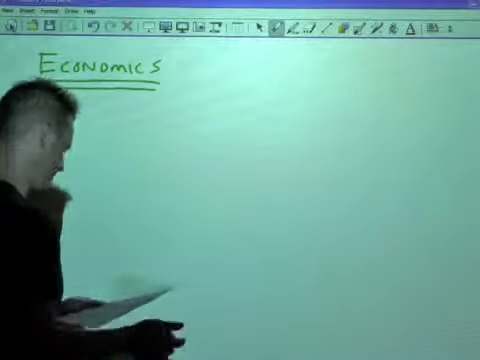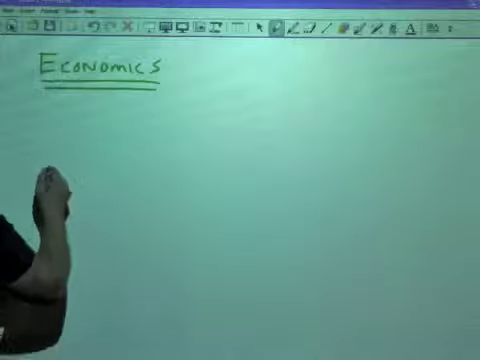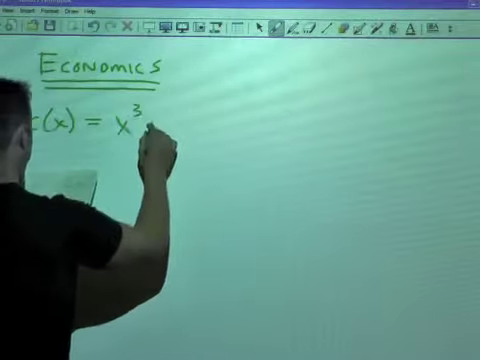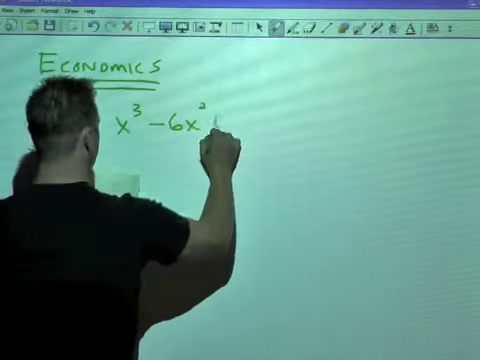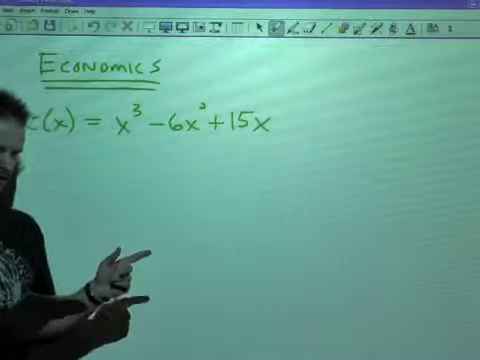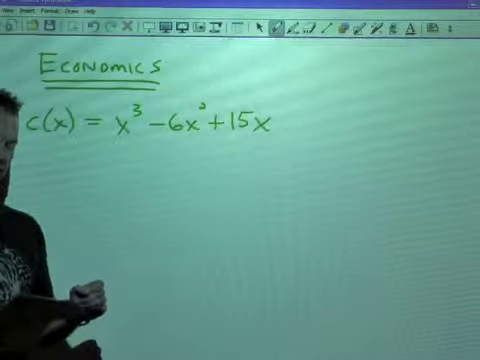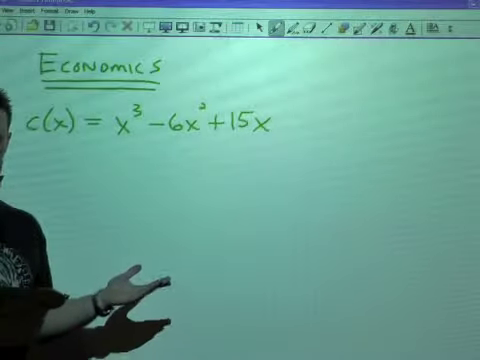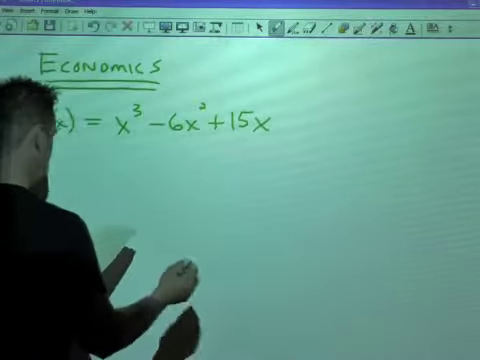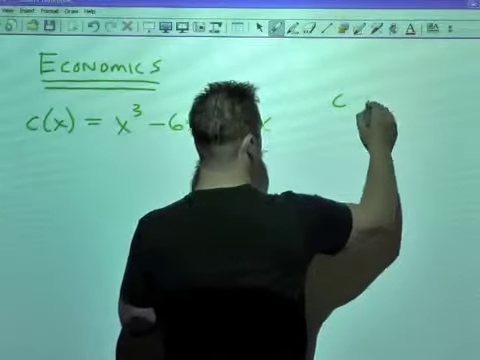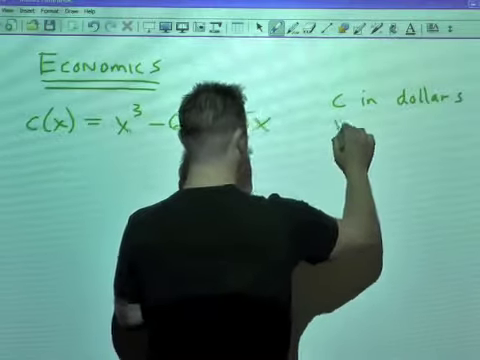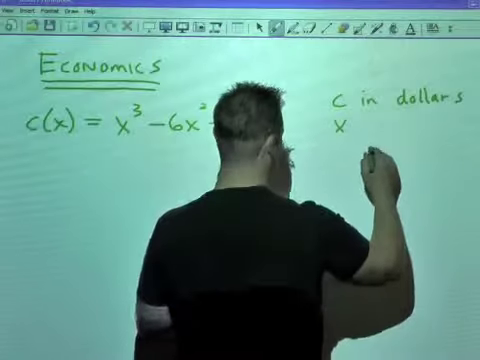So we're going to go through a very simple situation. Let's say we have a cost function. Let's call it c of x. So let's say this function represents the cost in dollars to produce x radiators, where x is somewhere between 8 and 10. Okay? And so let me write down those units. So C is in dollars, and X is the number of radiators.